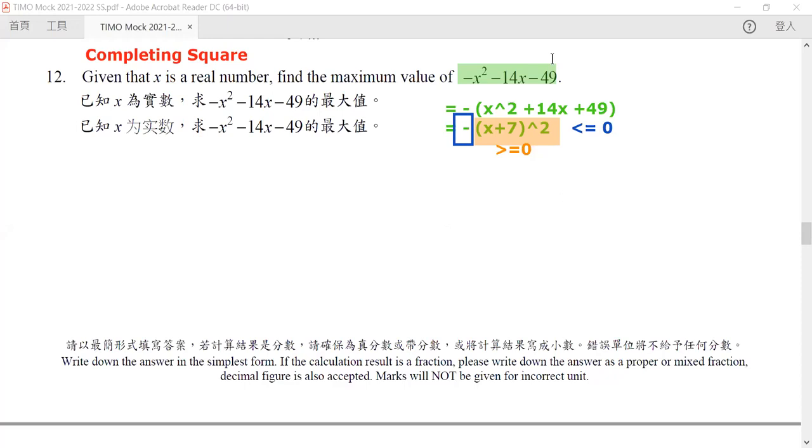In particular, when will it happen? This expression will achieve its maximum when x is equal to -7, so when x plus 7 is equal to 0. Then it will achieve its maximum, which is equal to 0. Okay, so this is question 12.